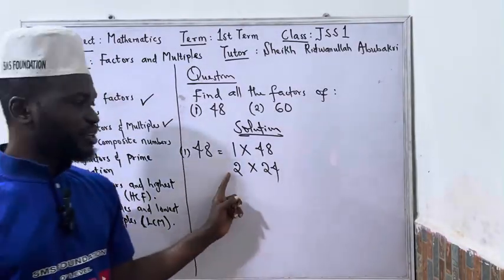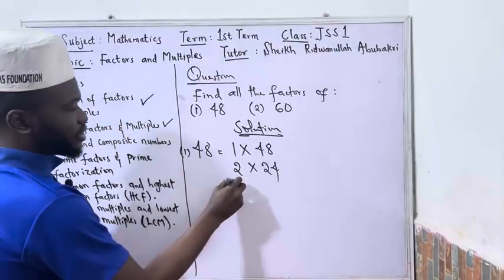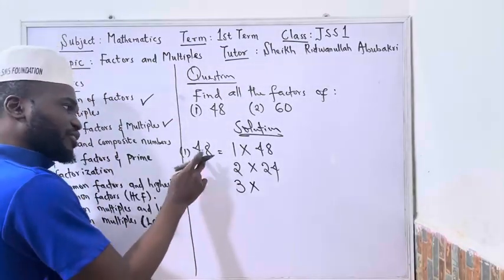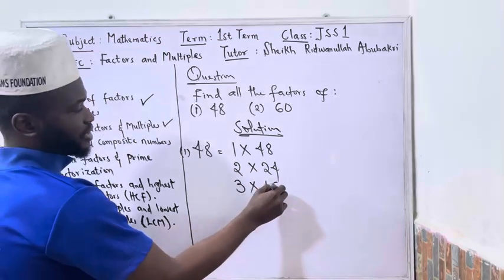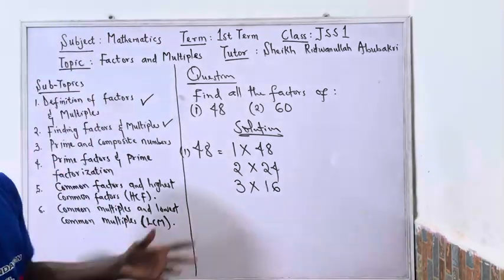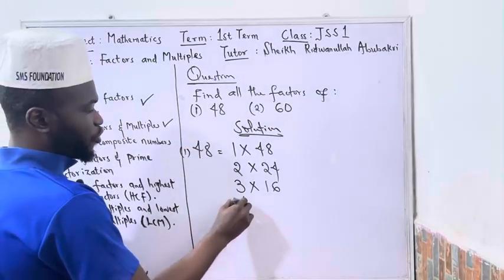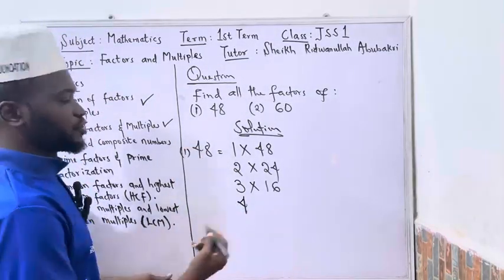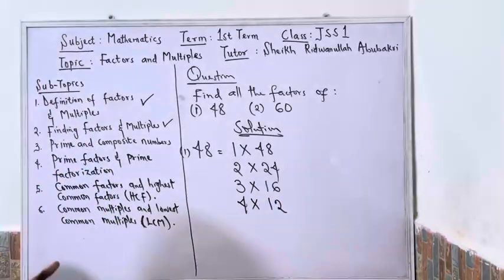Now the next number after 2 is 3. Can 3 divide 48? Of course, yes. So 3 times what? You can divide 48 by 3. That will give you 16. So you divide 48 by 3 and see. Next will be 4. Can 4 divide 48? Of course, yes. That's 4 times 12. That will give me 48.